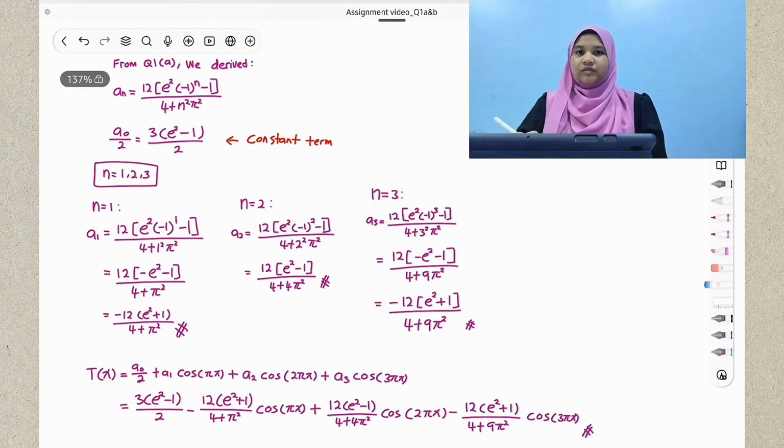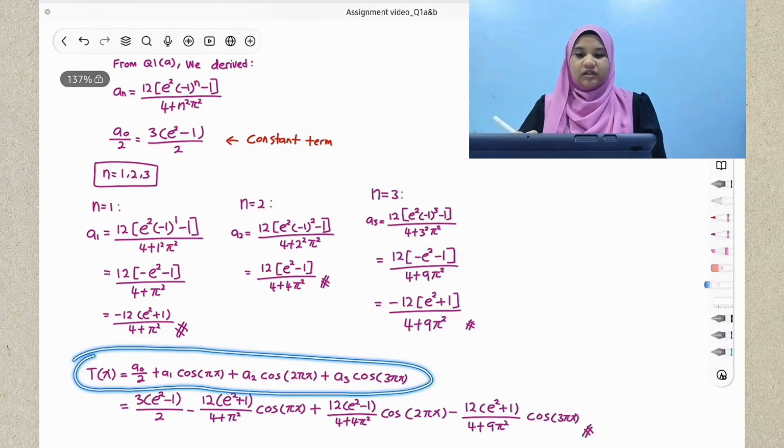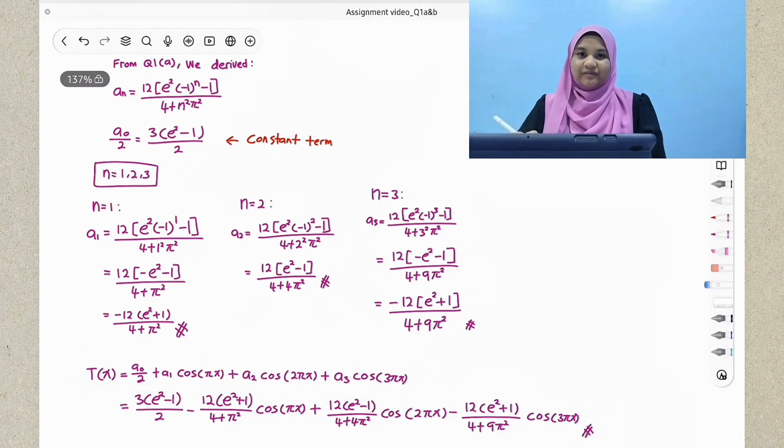So, the three-term approximation is the constant term plus a1 cosine pi x plus a2 cosine 2 pi x plus a3 cosine 3 pi x. This is our practical estimate for the temperature distribution along the rod.